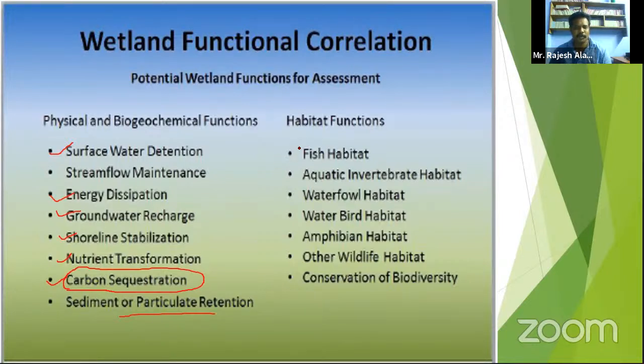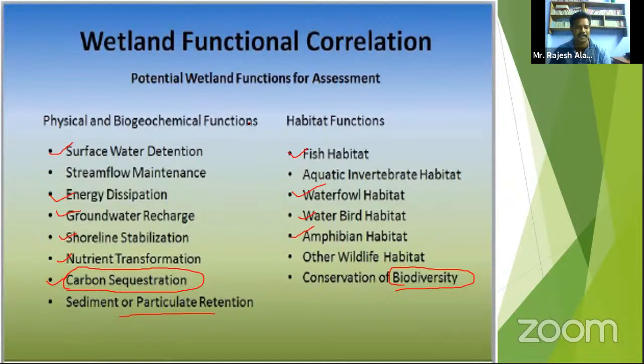It provides food for fishes, waterfowl, water birds, and various amphibians. At last, it ensures biodiversity. These are the functions of a wetland. Have it in mind, they are natural aquifers, natural recharge of groundwater, and biodiversity.